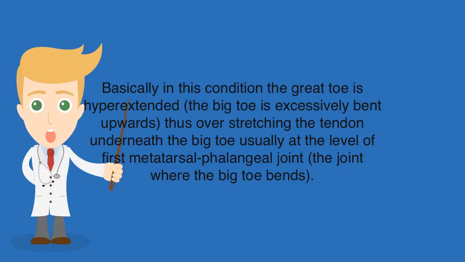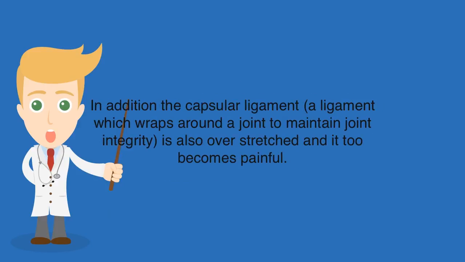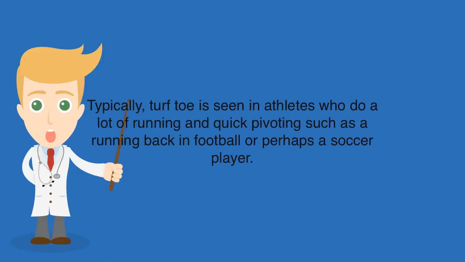underneath the big toe, usually at the level of the first metatarsal phalangeal joint, the joint where the big toe bends. In addition, the capsular ligament, a ligament which wraps around a joint to maintain joint integrity, is also overstretched, and it too becomes painful. Typically, turf toe is seen in athletes who do a lot of running and quick pivoting, such as a running back in football or perhaps a soccer player.